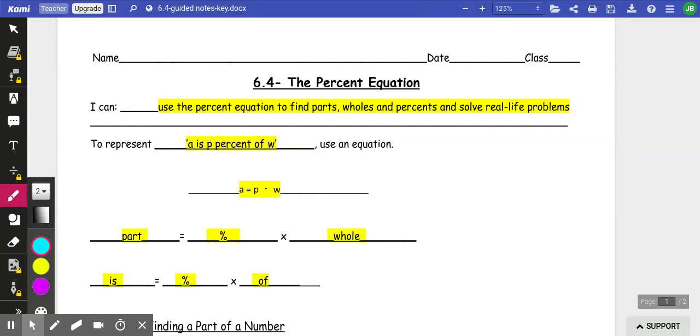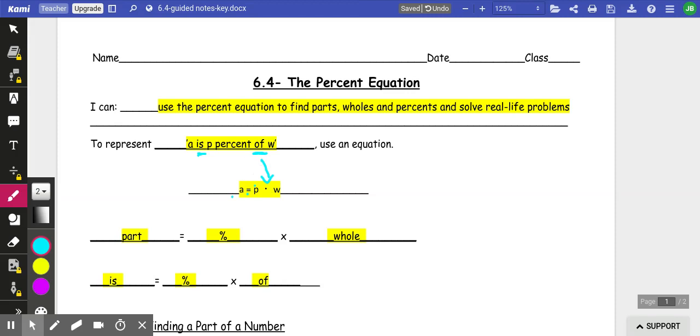To represent "A is P percent of W," you are going to use an equation that looks like A equals P times W. So the "is" in our word sentence is the equal sign. So it's A equals, or is, P percent, that's our P, "of" is going to be our multiplication symbol, and then of W.